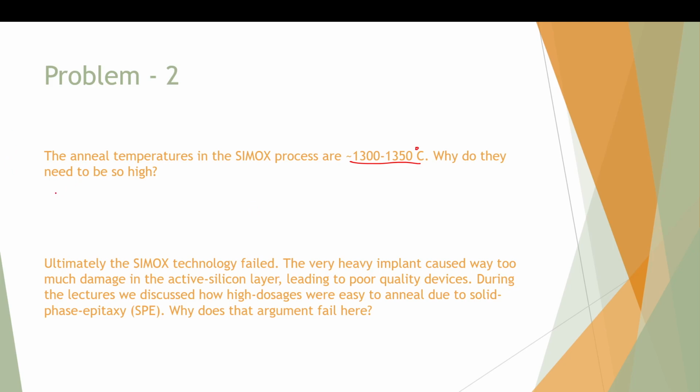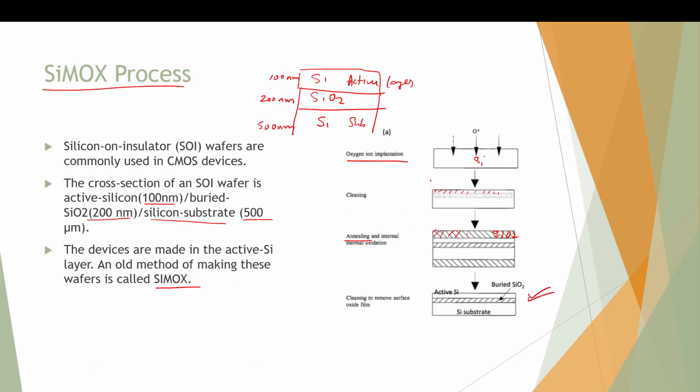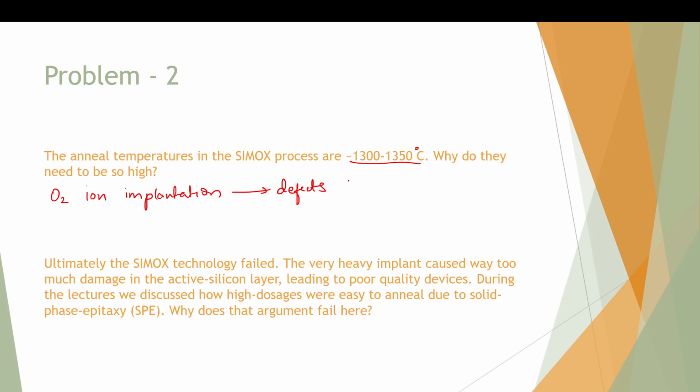Simply because oxygen ion implantation will produce a lot of defects. Because it's producing a lot of defects in both the SiO2 layer and the active silicon, we need to anneal.